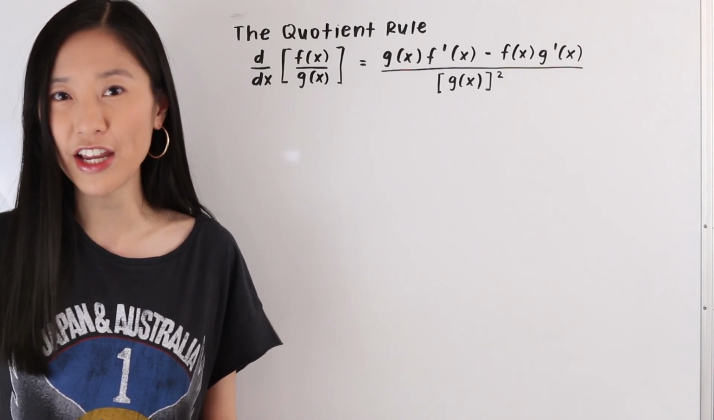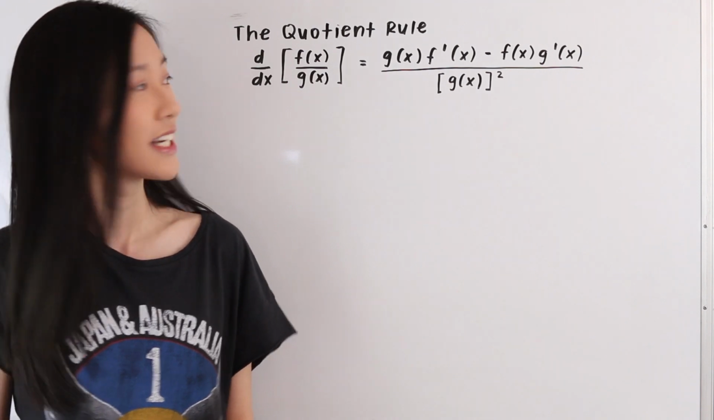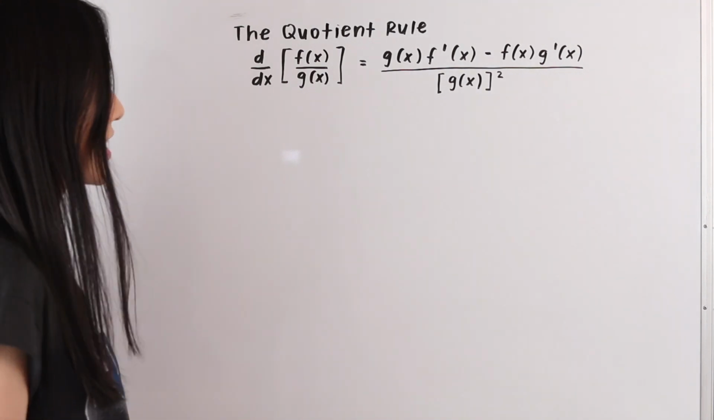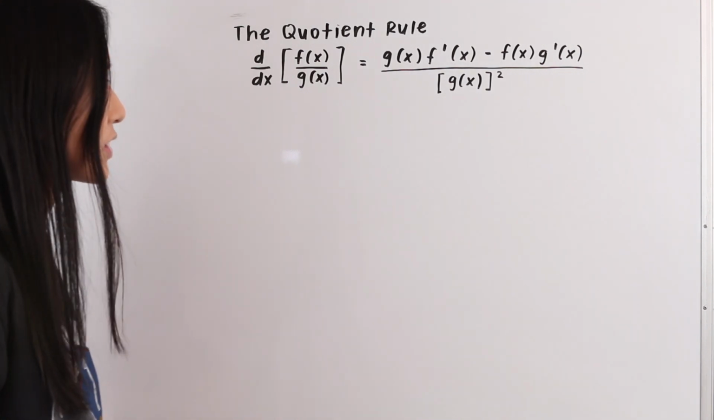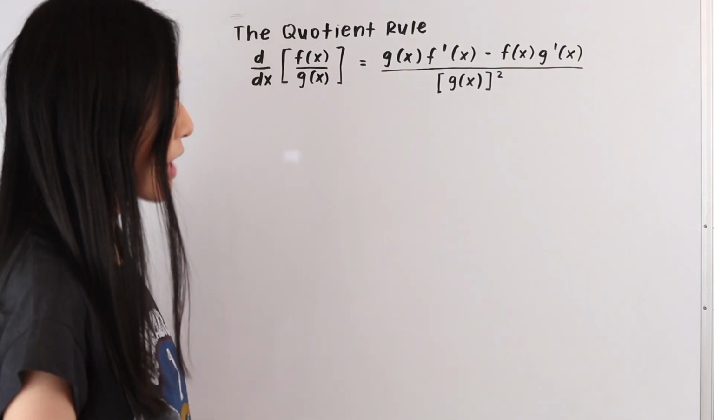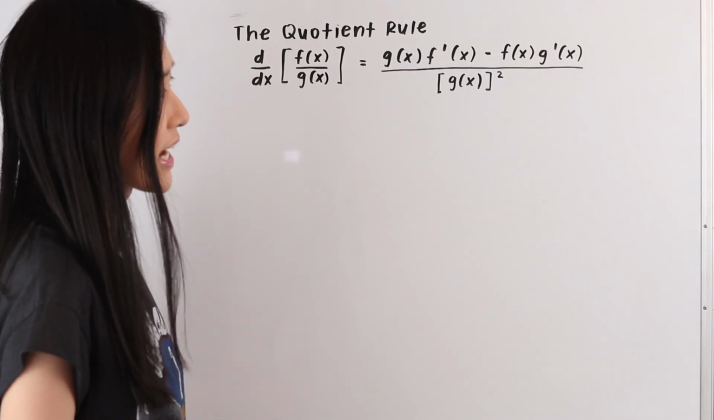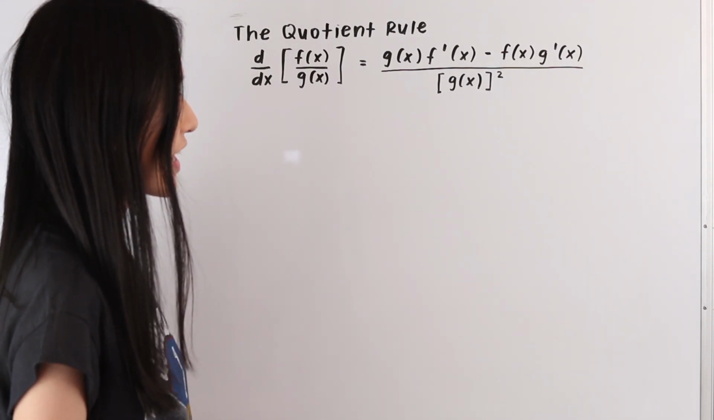In today's video we are going to be learning about the quotient rule, which we use when we're taking the derivative of a quotient of two functions. So let's say we have a function f of x and g of x. The derivative with respect to x of f of x over g of x is equal to g of x times f prime of x minus f of x times g prime of x over g of x squared.